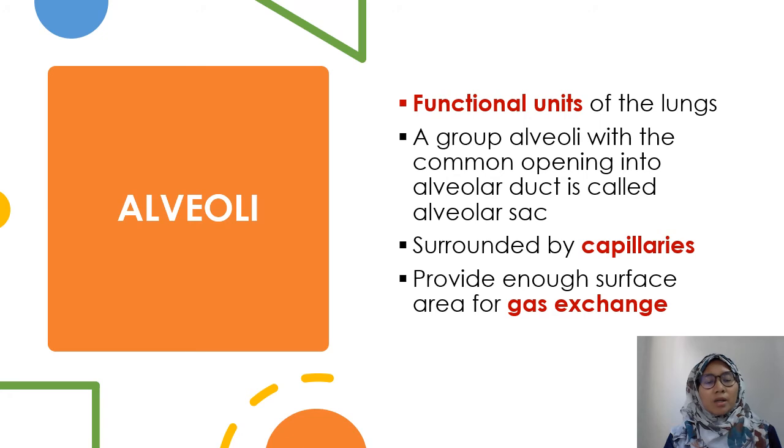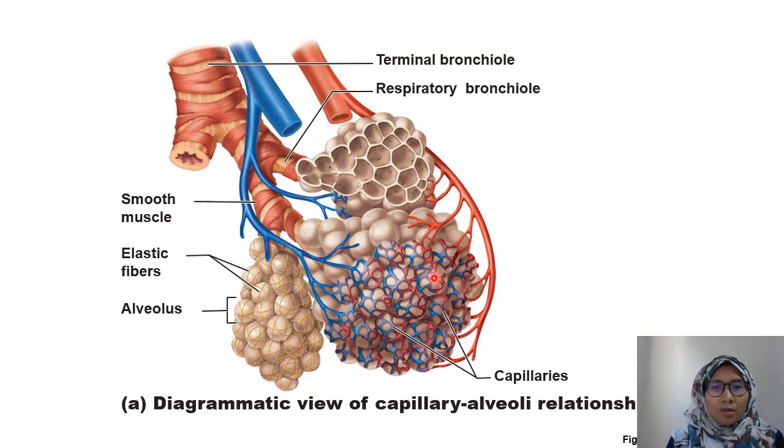Right, now the alveoli. The alveoli are the functional units of the lungs. A group of alveoli with a common opening into an alveolar duct is called an alveolar sac. That is one sac, a group of alveoli that we call an alveolar sac. It is surrounded by capillaries. Why surrounded by capillaries? For gas exchange between oxygen and carbon dioxide. You can see the capillaries surrounding it.